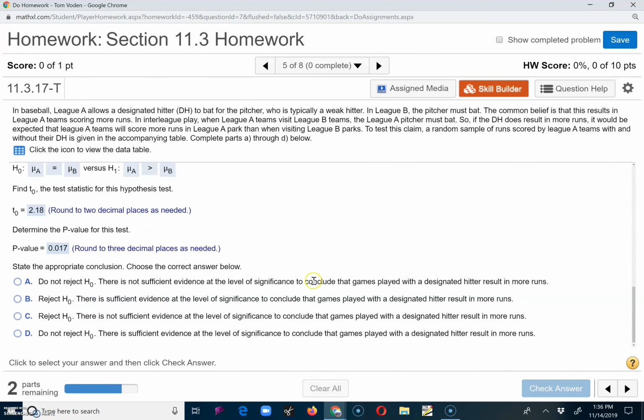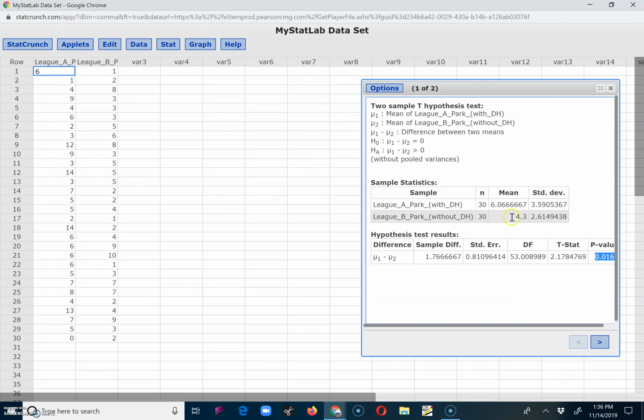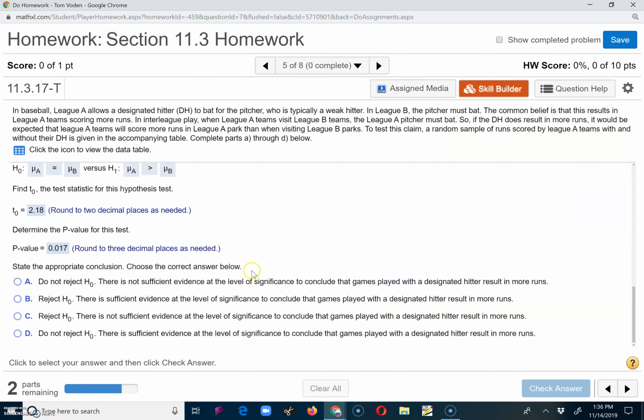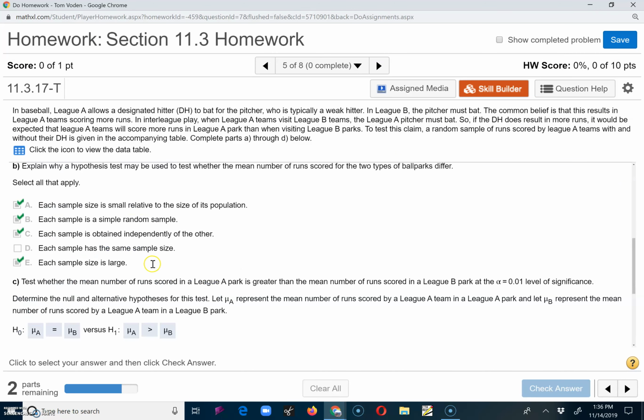Okay, and now it's a matter of interpreting this. Well, the p-value is a measure of how likely the observation observed in this sample is, assuming the null hypothesis is true. In this case, the likelihood that we observe two sample means with a difference of at least 1.7666 is 1.7%. And that's relatively small. The real question is, how does it compare to the prescribed level of significance? In this case, they drove that level of significance way down.